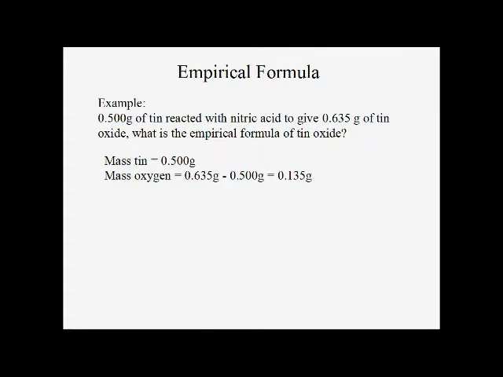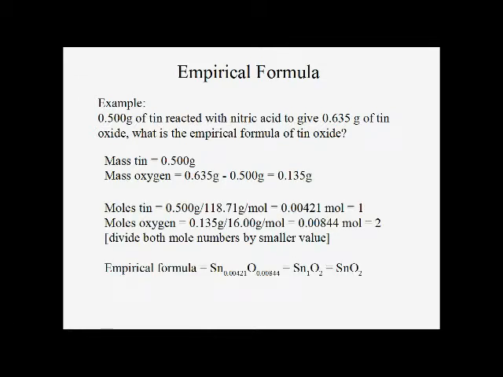So we need to turn this into moles now. Once we have our masses, we divide by the atomic mass to get the number of moles. After we do that, we have some random value numbers. For tin we have 0.00421 moles. For oxygen we have 0.00844 moles.